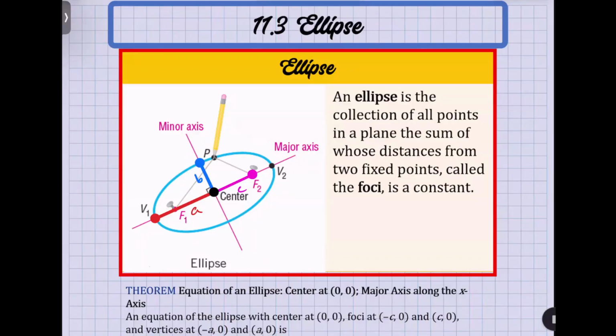So the whole purpose of the foci is that if I was to attach a string to two thumbtacks, I can draw that ellipse. Okay. So if you notice, there's a major axis and a minor axis. The major axis is the side that is going to be longer. The minor axis is where it's going to be shorter. Okay?